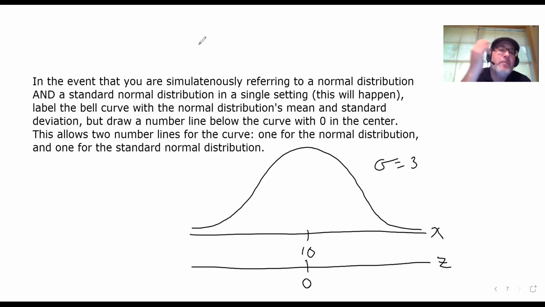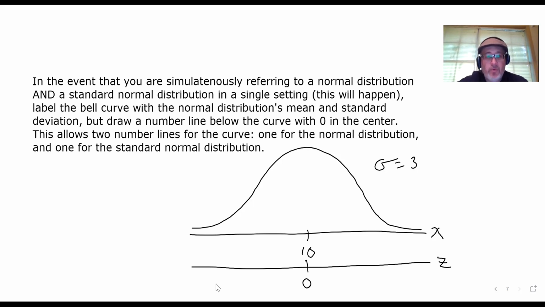All right, so again, all this is saying is that if you're drawing a bell curve for a setting where that's not standard, either the mean is not 0 or the standard deviation is not 1 or possibly both, then draw the normal distribution's bell curve with its mean in the middle, indicate its standard deviation, but below it, draw a standard normal distribution curve's number line with 0 in the middle. And I believe that wraps up this video.